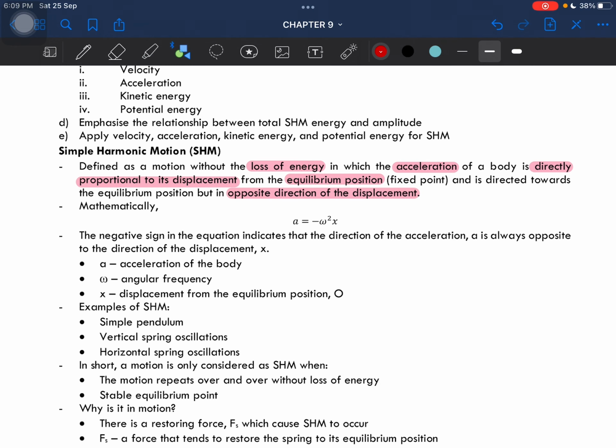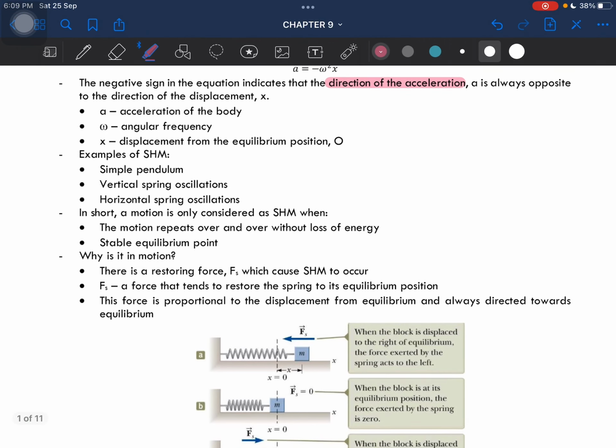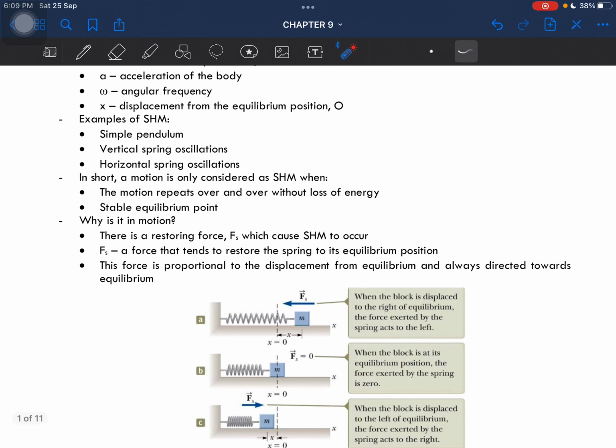Or mathematically, you can just write it down like this, and just know that the negative sign only indicates the direction of acceleration. It indicates the direction of the acceleration, which is always opposite to the direction of the displacement. Examples of simple harmonic motion are simple pendulum, vertical and horizontal spring oscillations.